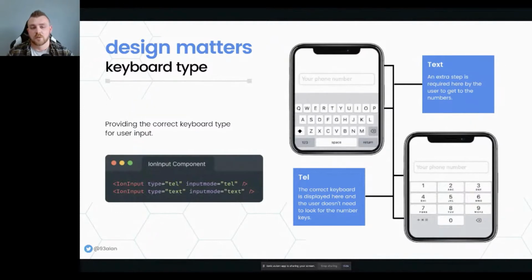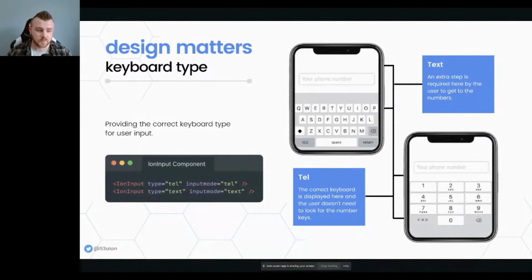Taking the first example, the user will have to take an extra step to get to the numeric keyboard. And even when they get to the numeric keyboard, it will be displayed on a row, and it's not a good UI for entering a phone number. In comparison, look at the second example where I've provided an input mode and a type of tel. And this allows the keyboard to pop up with the numeric telephone keyboard.